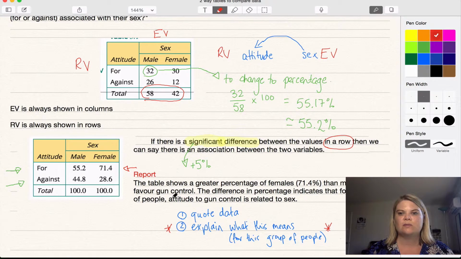And it's also important to put in there for this group of people, or for the people who were interviewed, or for the people in this data set, something like that, because we can't assume that this is for every person in the world. Only 100 people were surveyed, and they may have been all gun owners or all not gun owners. We don't have that kind of information. So we say for this group of people, and we explain what it means.